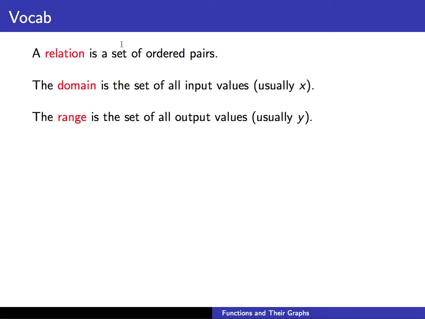The domain, which is something we'll be talking about a lot in this course, is the set of all possible input values, which we usually use x for. And the range, on the other hand, is going to be the set of all output values, which is usually the y values. So we'll talk about domain and range throughout the year, but we're really going to talk a lot about domain more so than range.